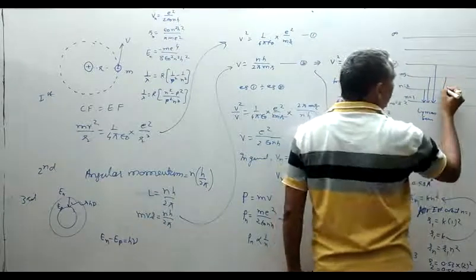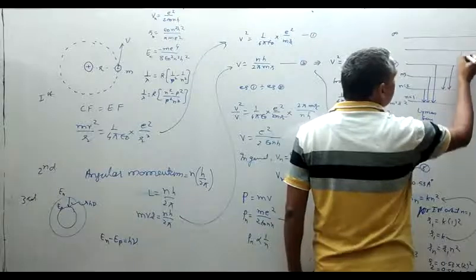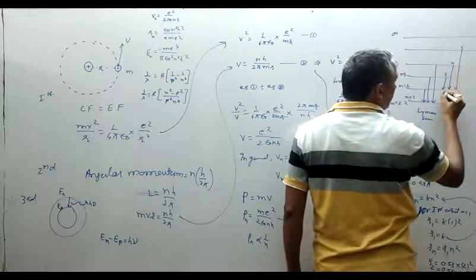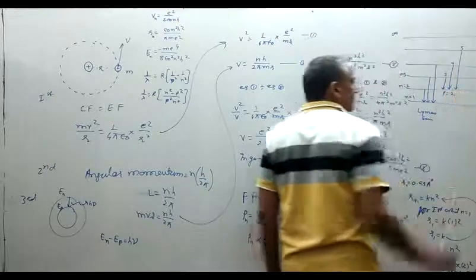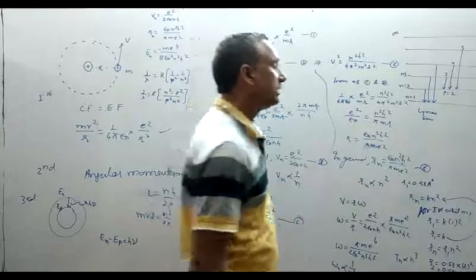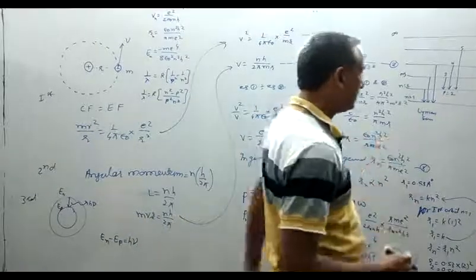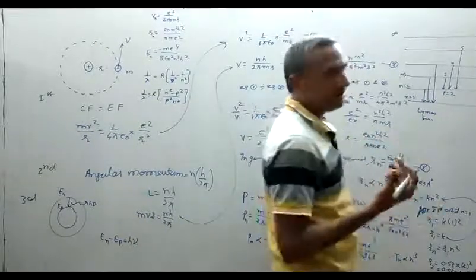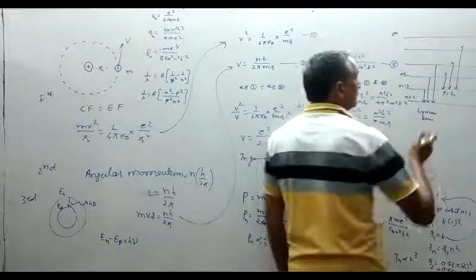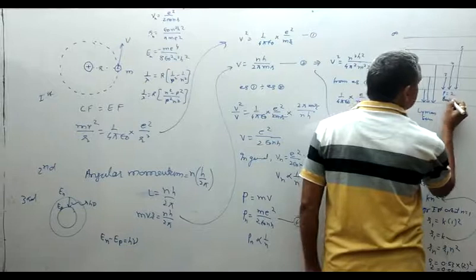When an electron jumps from a higher stationary orbit of principal quantum number 3, 4, 5 to the lower stationary orbit of principal quantum number p is equal to 2, a series of wavelengths is obtained which is in the visible region, and that is called the Balmer series.